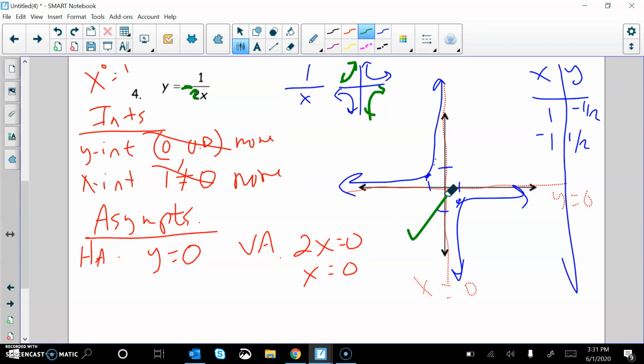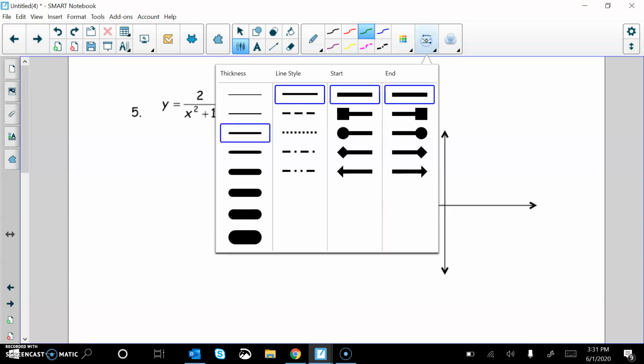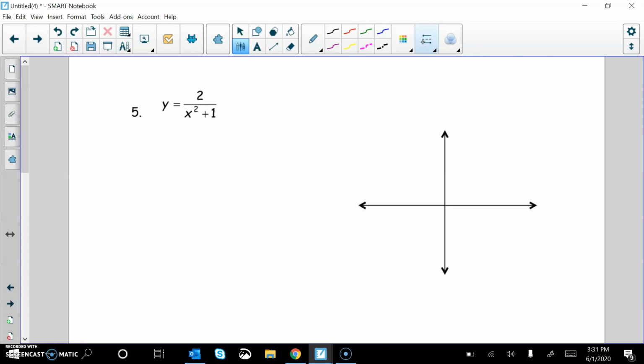Let's go to number 5. All right, same process. Intercepts and asymptotes. Suppose that they exist, but again, we're not going to have any in this section, I believe. Y-intercept. Plug in 0. You get 2 over 1. That's 0, so 2 over 1. So (0, 2).